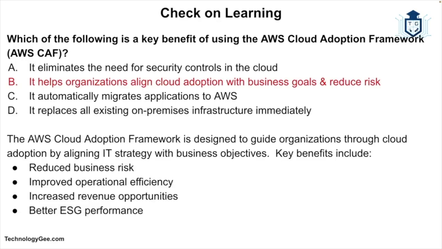And the correct answer is it helps organizations align cloud adoption with business goals and reduce risk. So the AWS Cloud Adoption Framework, this is designed to guide organizations through cloud adoption by aligning IT strategy with business objectives. And the key benefits include reduced business risk, improved operational efficiency, increased revenue opportunities, and better ESG performance.